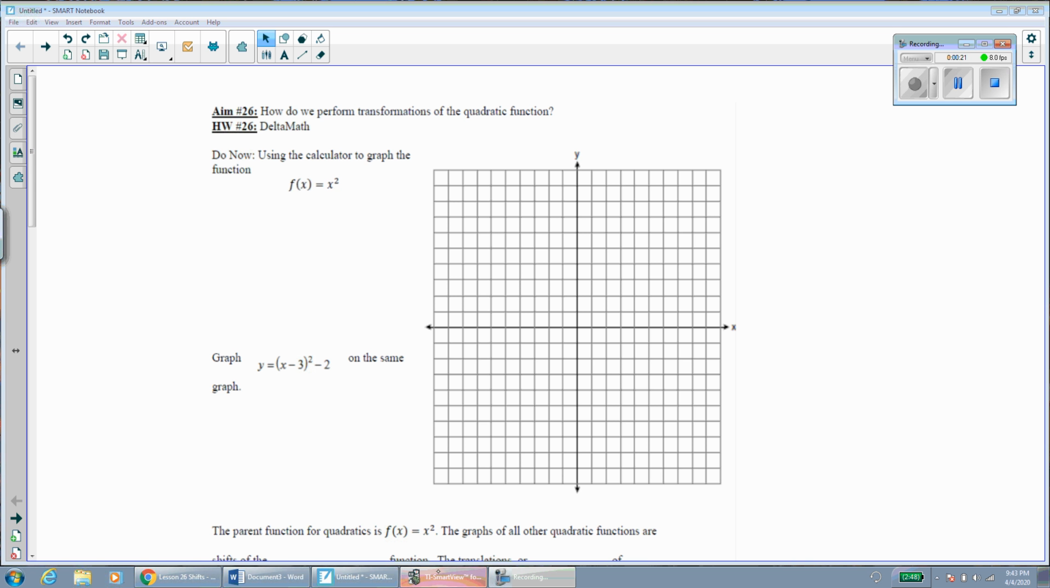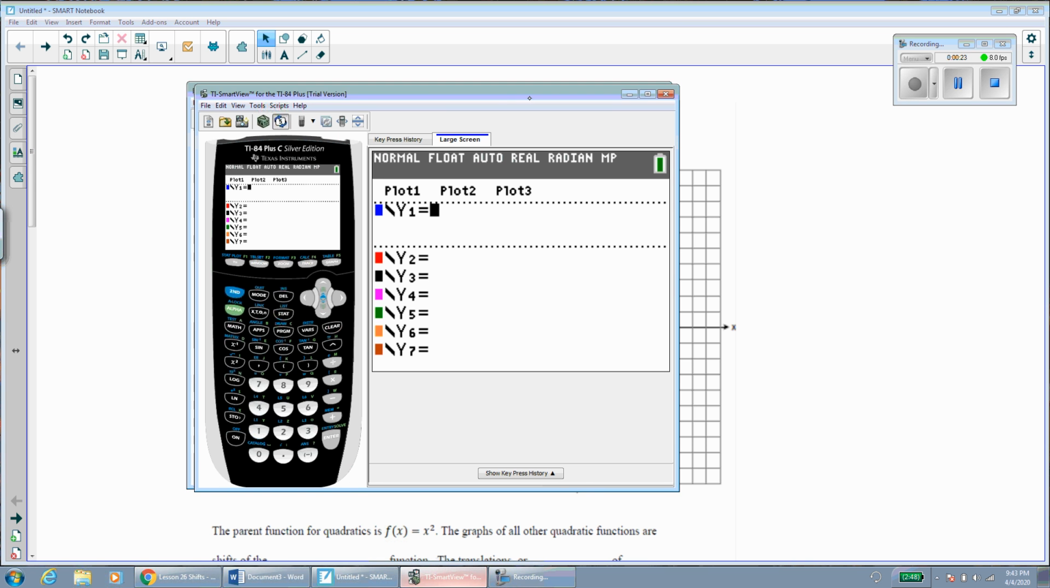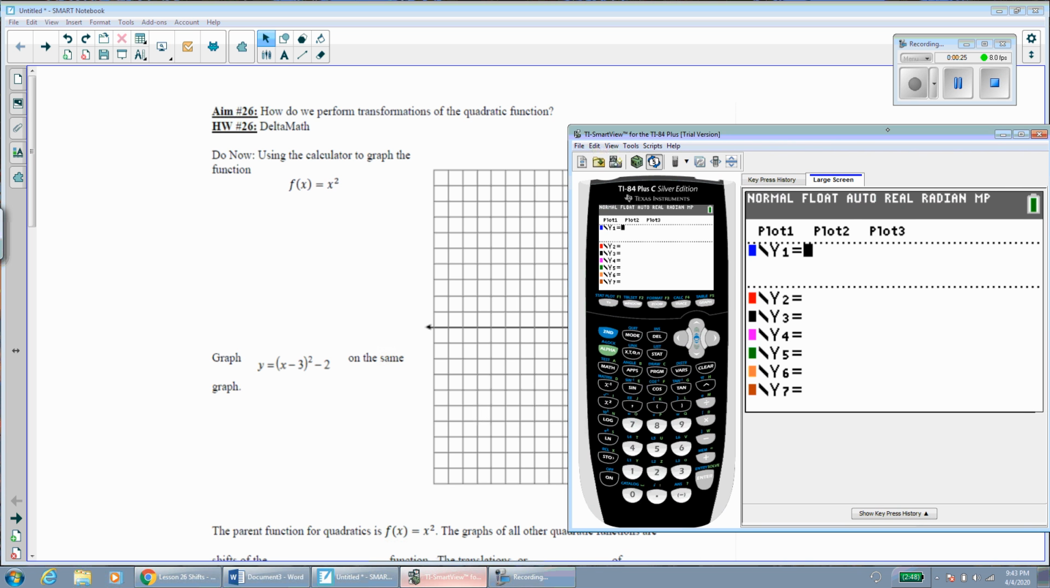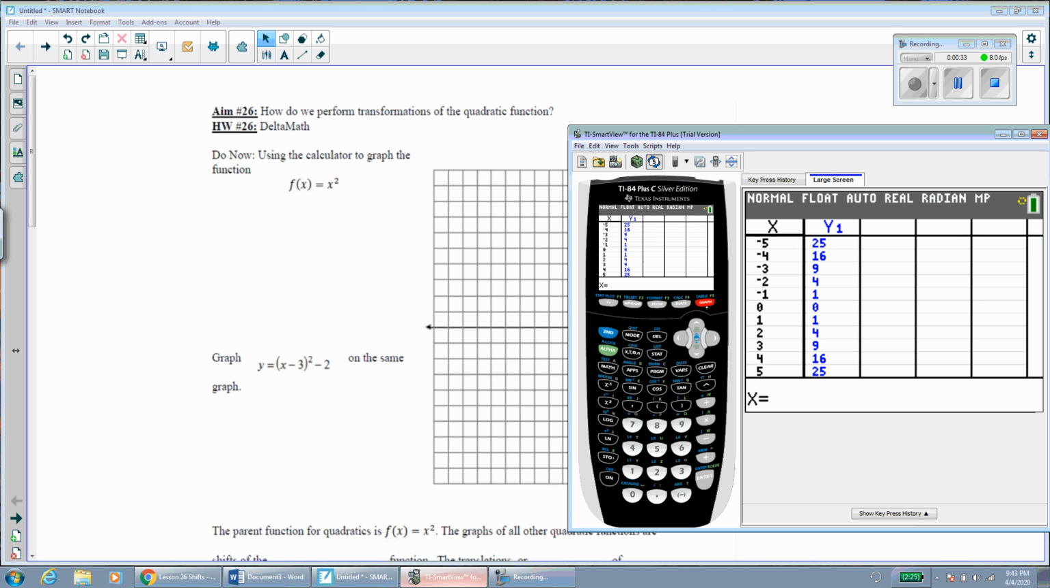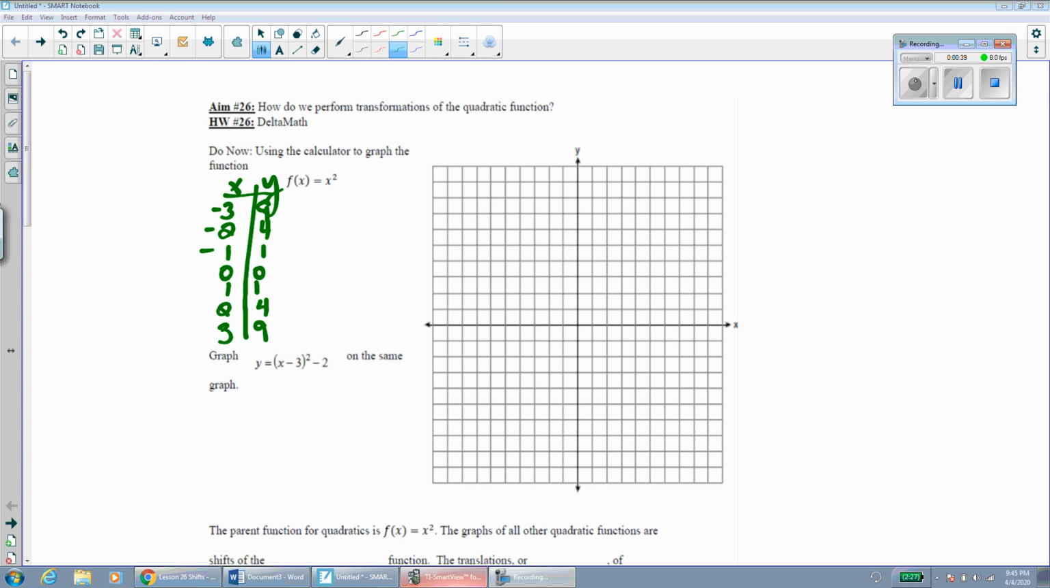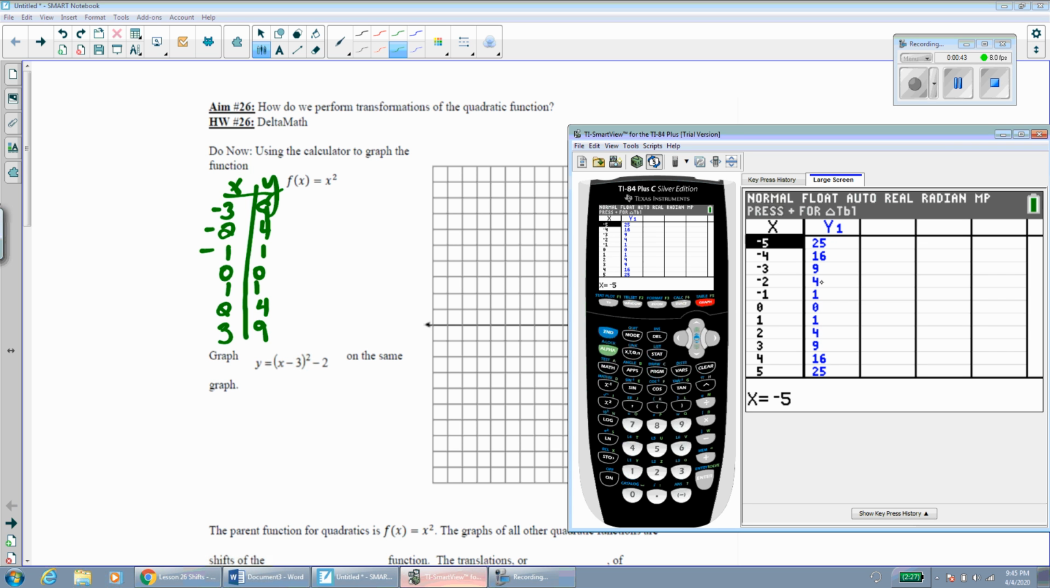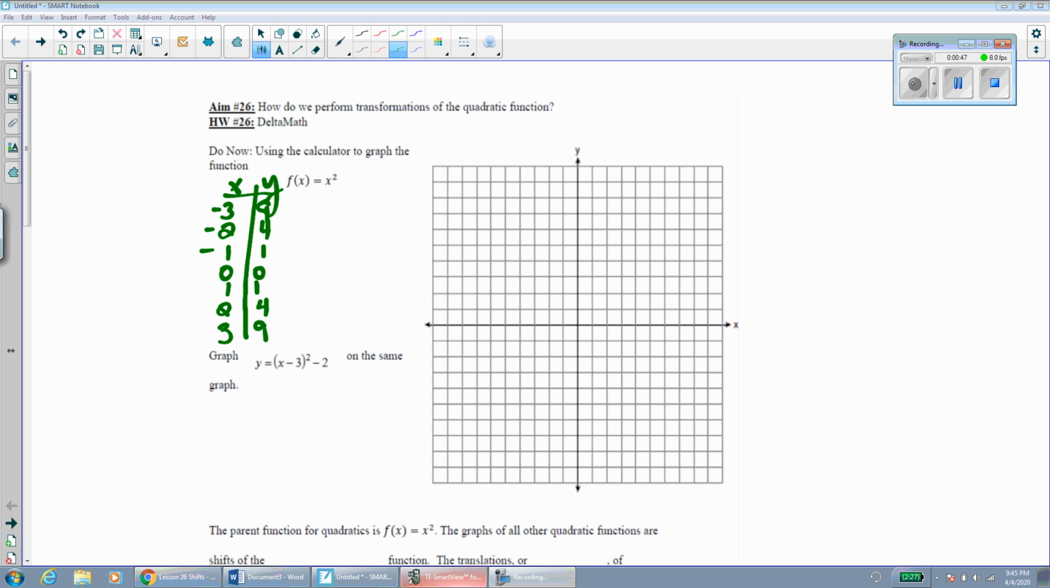I'm going to go to my calculator. I'm going to click my y equals. I'm going to type in x squared because that's what they're asking us to graph. I'm going to press second graph, and I'm going to write down these points. So as you can see, I took what was on my calculator screen here, and I put it onto my paper. Now I'm going to plot these points.